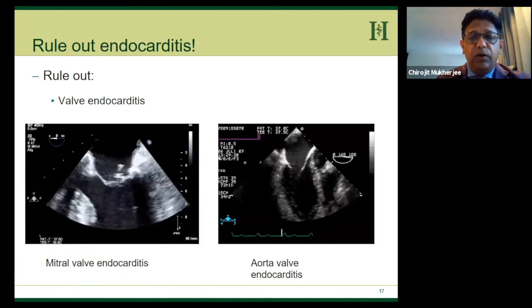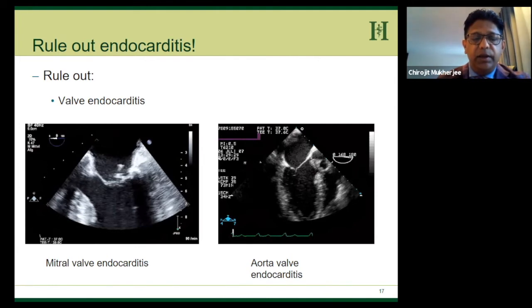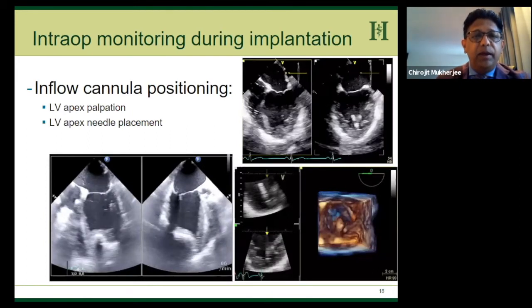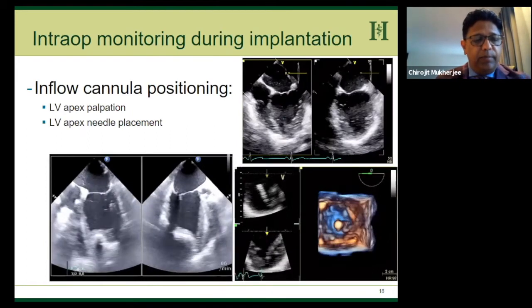You also have to rule out endocarditis, because endocarditis is obviously a septic focus in the body and needs to be addressed preoperatively. So coming into the intraop monitoring during the implantation.